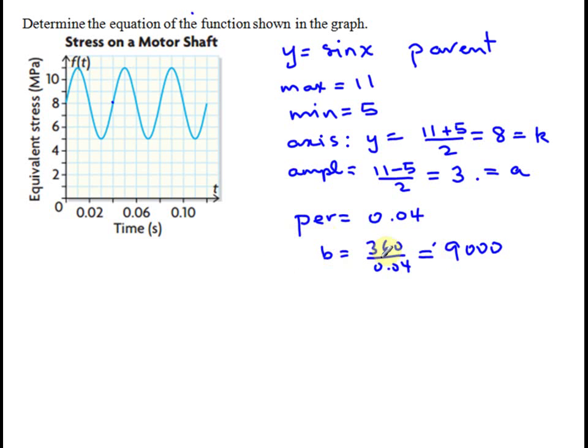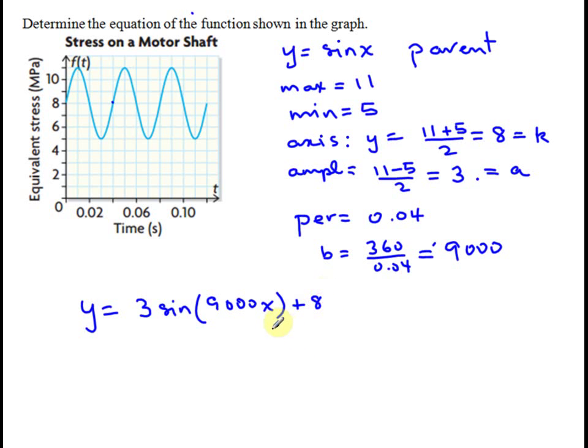Now I have all the information I need to write the equation. So y is equal to, since it's positive sine, the number in front is going to be positive, and that's my amplitude, which is 3, sine. Now my input here is b times x, and my b was 9,000, so this is 9,000x, and then plus my axis, which in this case was 8.